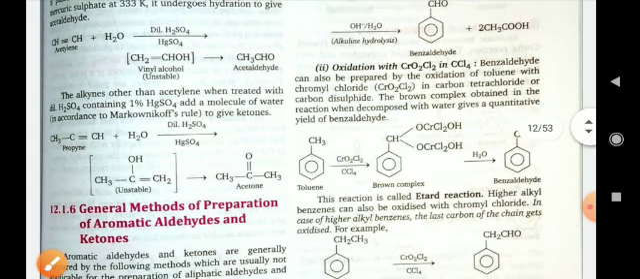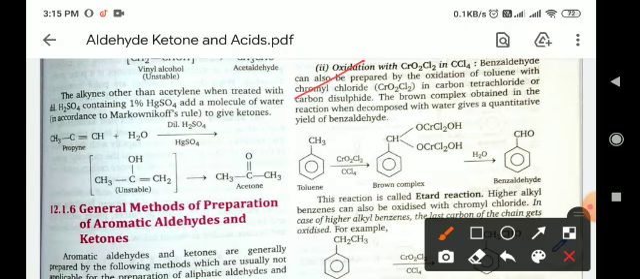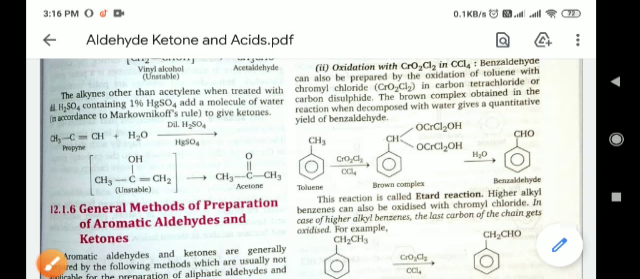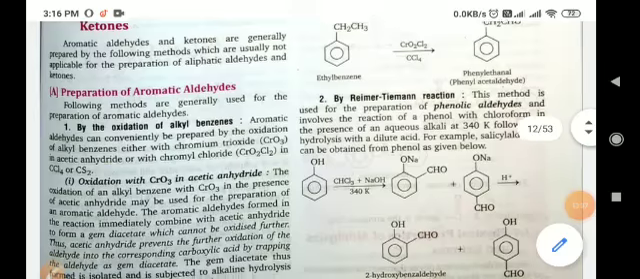Okay, next, oxidation with chromyl chloride. The same reaction will be performed. There CrO3 was given as a reagent, and here CrO2Cl2 is taken as a reagent. Then this group will convert into this intermediate, and finally by hydrolysis with H2O this will break from here and give benzaldehyde. So this is the condition for the preparation of aromatic aldehydes.